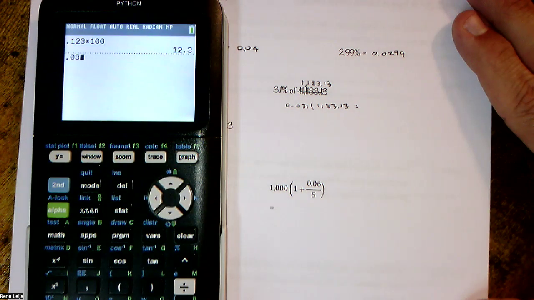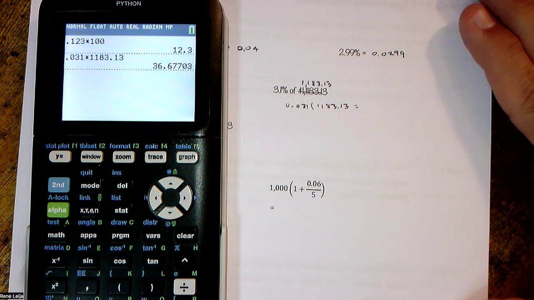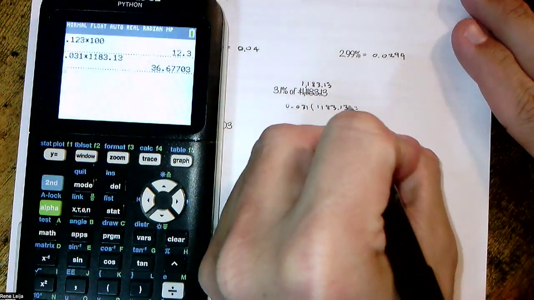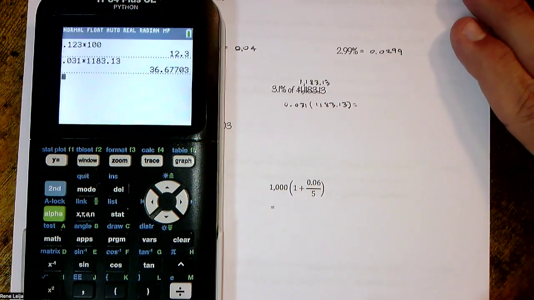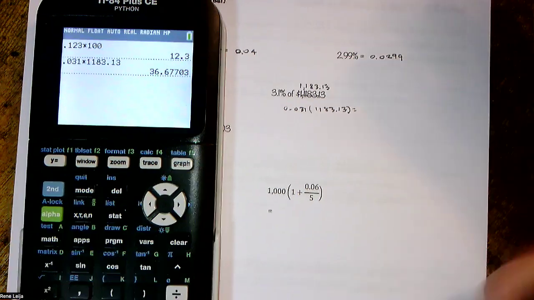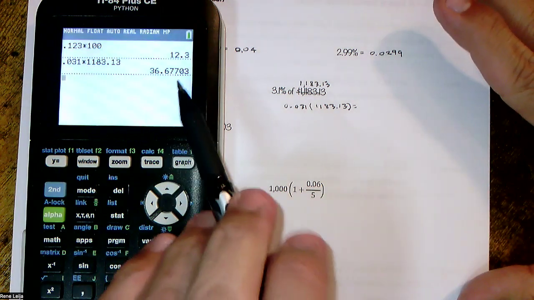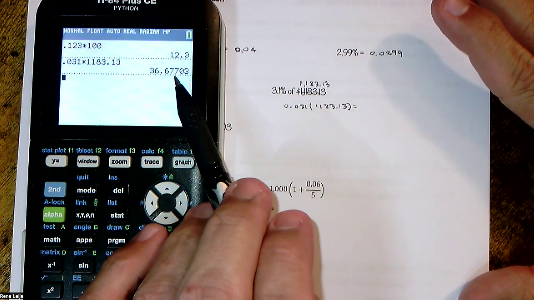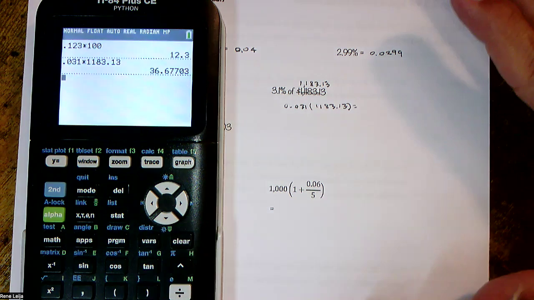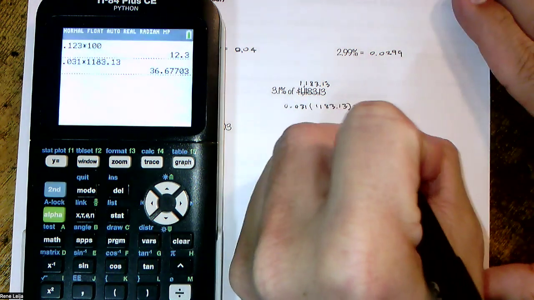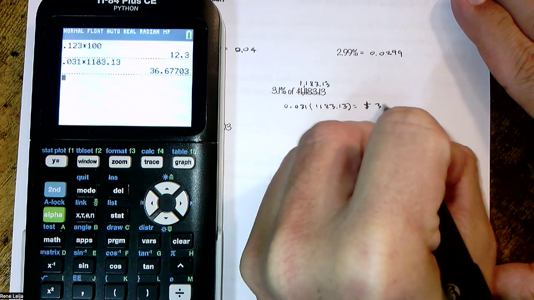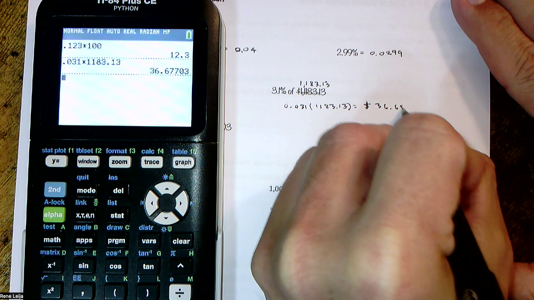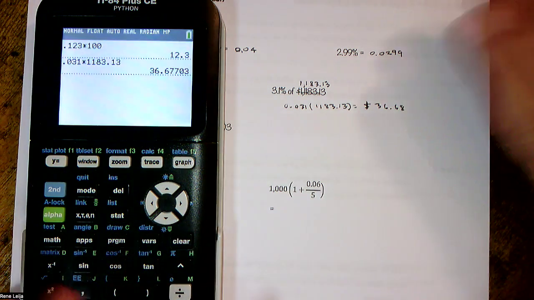So 0.031 times, and now this is money. So for money, remember we have to round, you have to do this on your own because I'm not going to tell you to do this. But for money, you round to two decimal places. So 0.67, that second seven is going to tell me to bump up. So my answer is going to be $36.68. Okay, so be careful with your rounding.